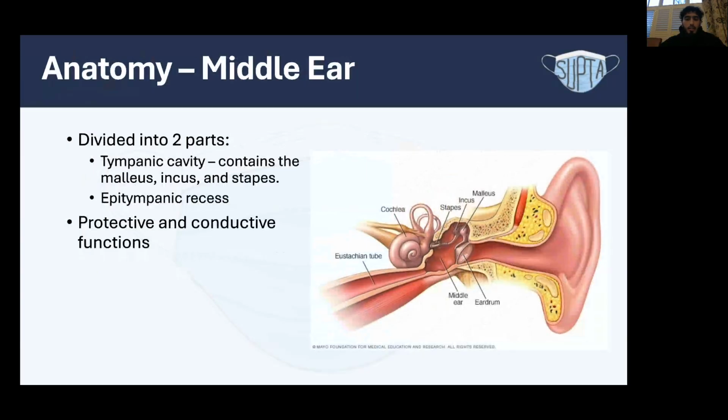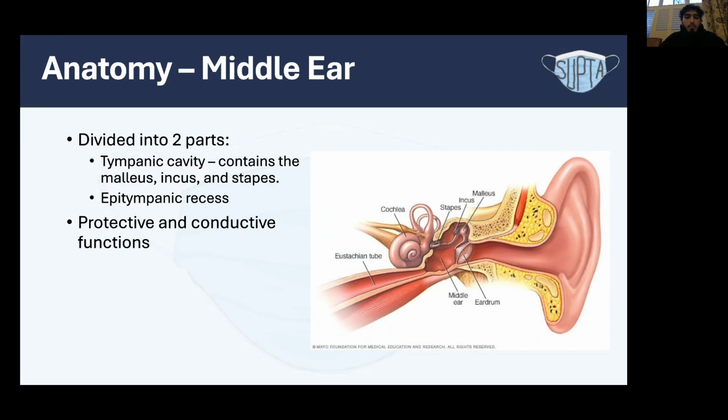Going more medially now, we're in our middle ear. The middle ear is an air-filled chamber within the temporal bone known as the tympanic cavity, and it's located between the external and internal parts of the ear. It's usually divided into two parts. We have our tympanic cavity, which contains our ossicles, the malleus, incus, and stapes. Those are really tiny bones that vibrate along with the tympanic membrane and transfer that sound into the cochlea. And then we also have our epitympanic recess.